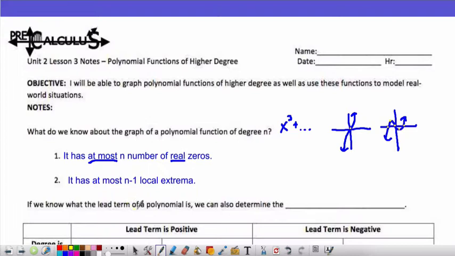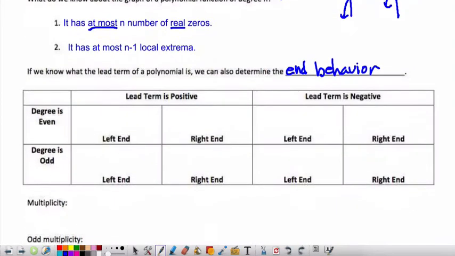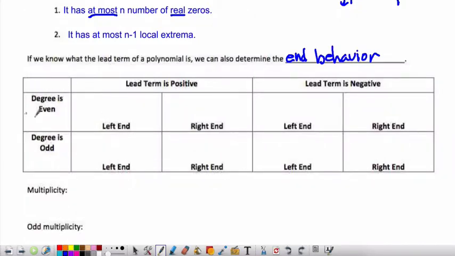Okay, if we know what the lead term of a polynomial is, we can also determine the end behavior. So that's going to help us graph these. So let's go down this little chart here. So if the lead term is positive and the degree is even, well, I'm going to give you an example of the most popular one we know, but it's going to work for all even ones. Well, the one that we're most familiar with, and it holds true for this one, is x squared. Right, and x squared looks like this. So when the lead term is positive, our left end is approaching infinity and our right end is approaching infinity.